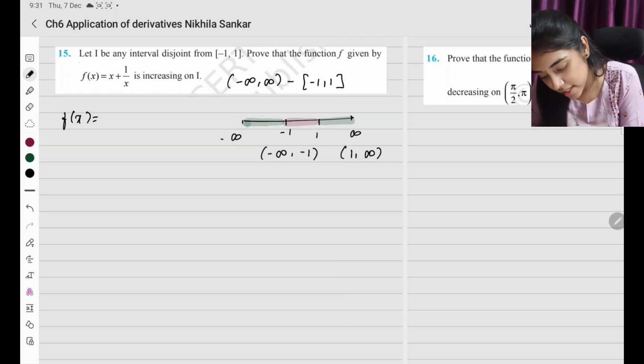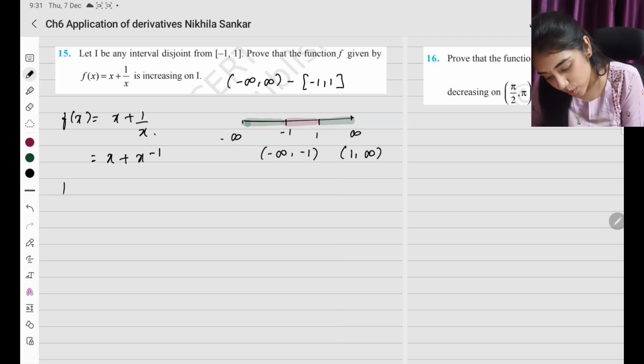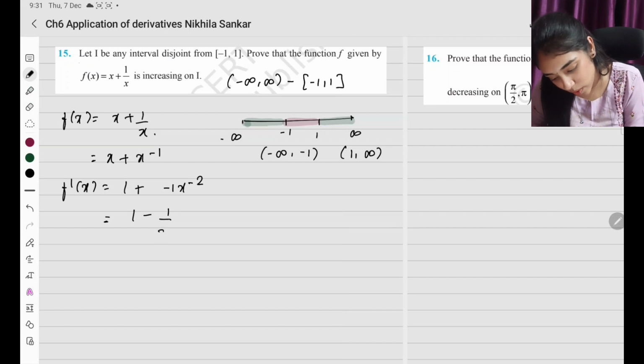So I have f of x equals x plus 1 by x, which is going to be x plus x to the minus 1. So if I take f dash of x, I'll have 1 plus the minus 1 x to the minus 2. This is going to be 1 minus 1 by x square.